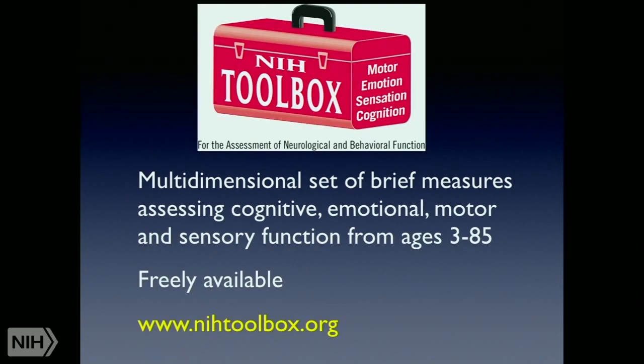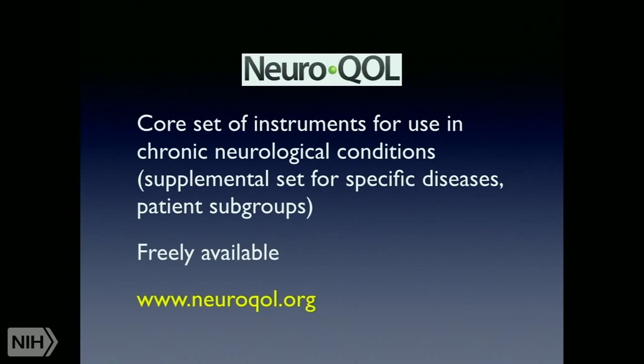NIH also supported the NIH Toolbox, which is for assessing neurological and behavioral function, ages 3 to 85. Again, freely available. You can go to NIHtoolbox.org. And finally, Neuro-QoL is for use in chronic neurological conditions. It's free, and you can go to neuroqol.org. So you might want to check those out and get more information from those sites, too, about how item banks work.